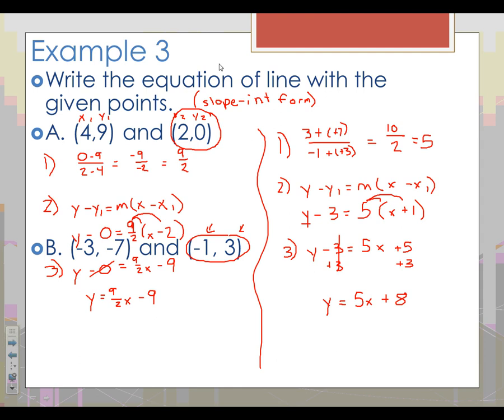So that's how those go. If you have 2 points and you want it to be in slope-intercept form, it's a 3-step process. Find the slope, write it in point-slope form, and then isolate the y, and then your final answer will look like that, and that is slope-intercept form.